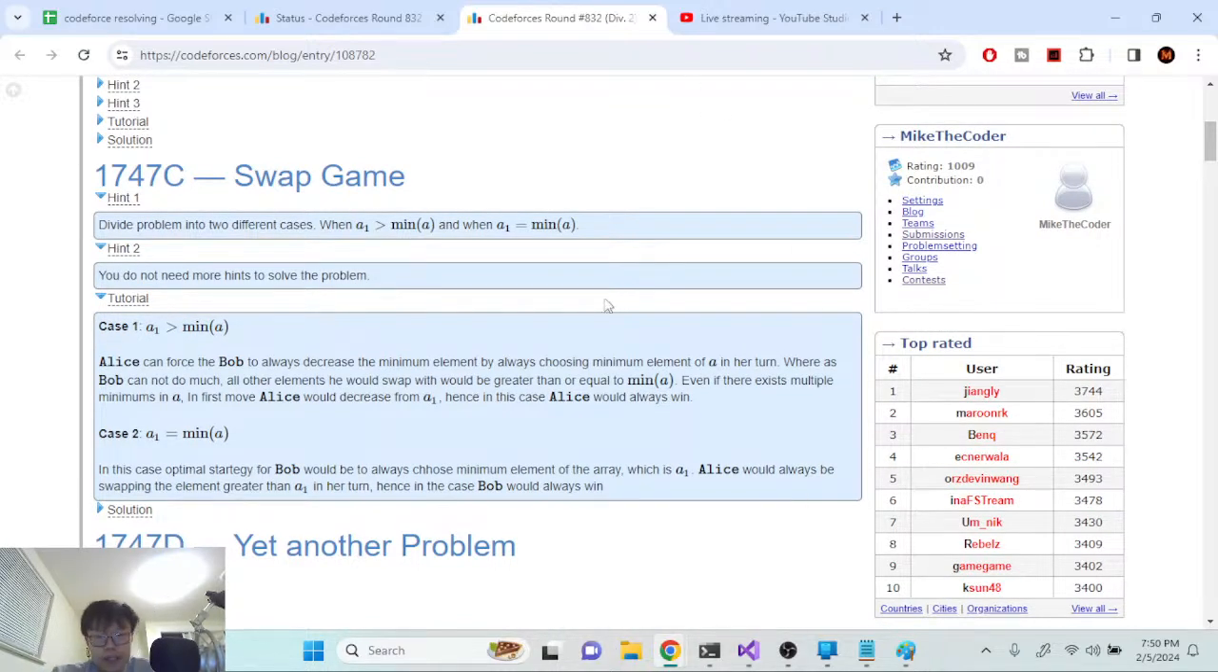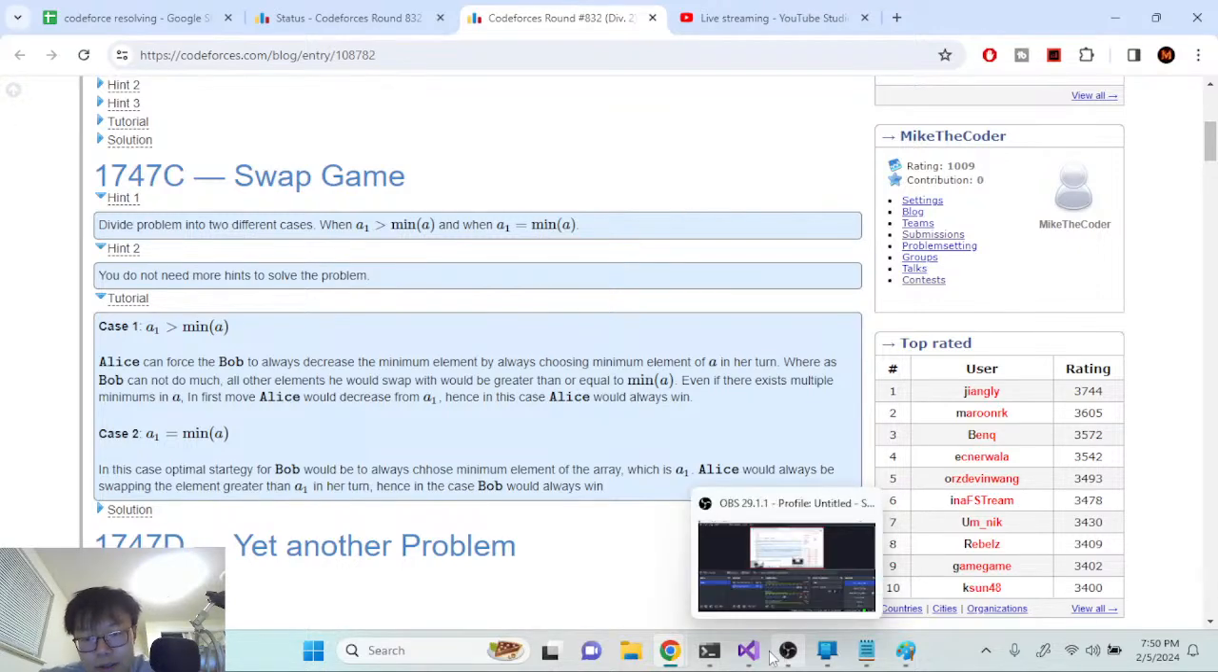All right, I didn't read the editorial. I just had one hint though, so I consider this as a solve.